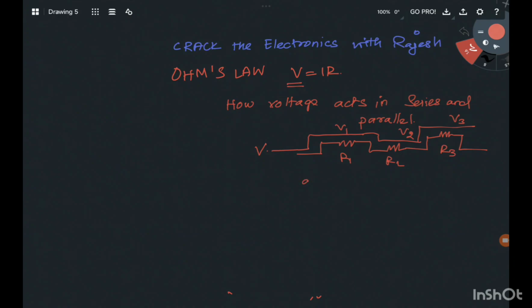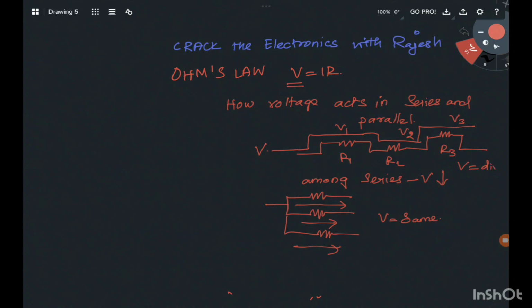So among series, voltage will have a drop. Among a parallel circuit, voltage will remain the same. V is equal to same. It won't divide. Here it will divide.